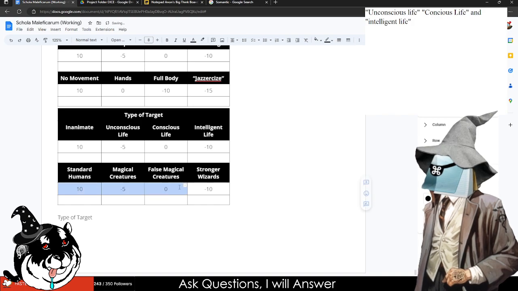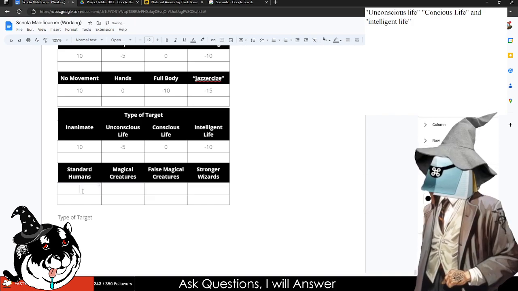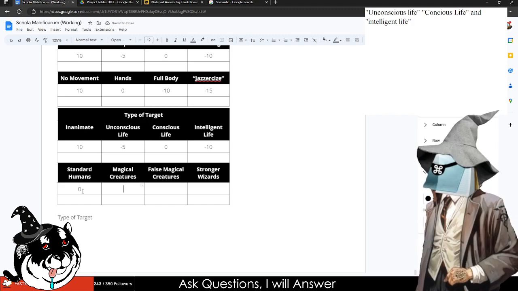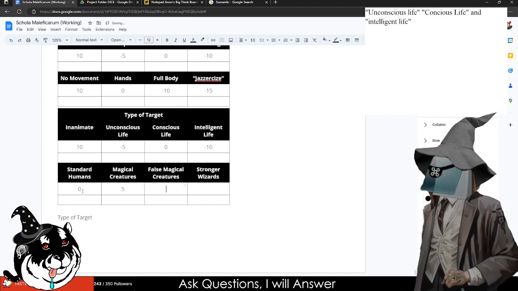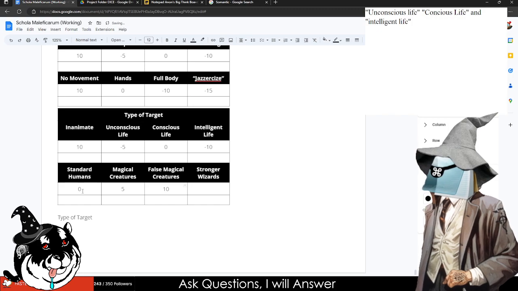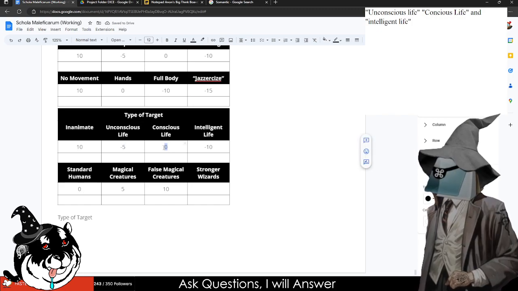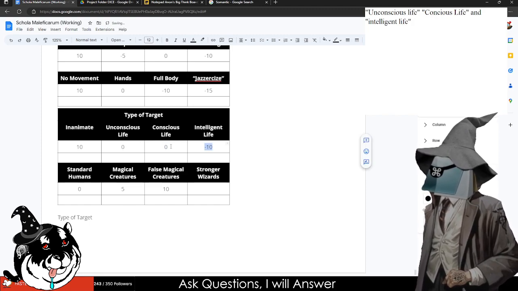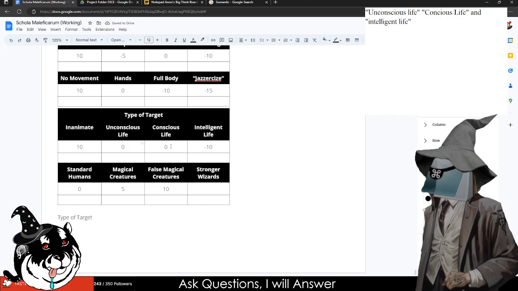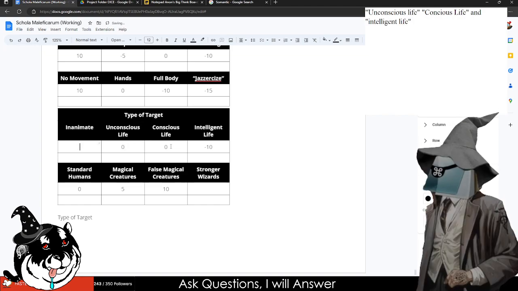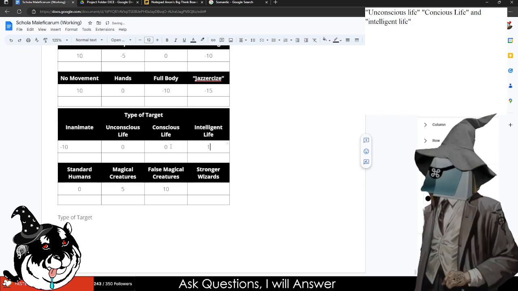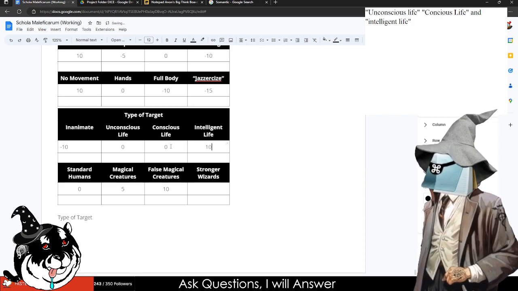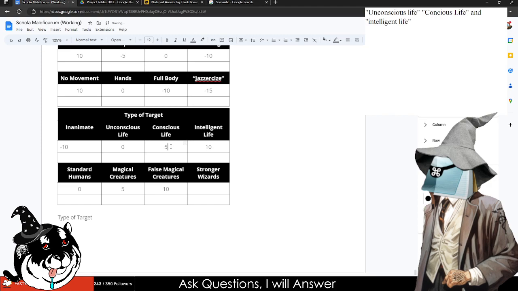The idea being standard humans don't cost anything to influence outside of it being intelligent life. Magical creatures, you're going to take a -5. It's going to be 5 on. False magical creatures is going to be a lot more expensive. Actually, -10. This would be -10. Conscious life would be 5.